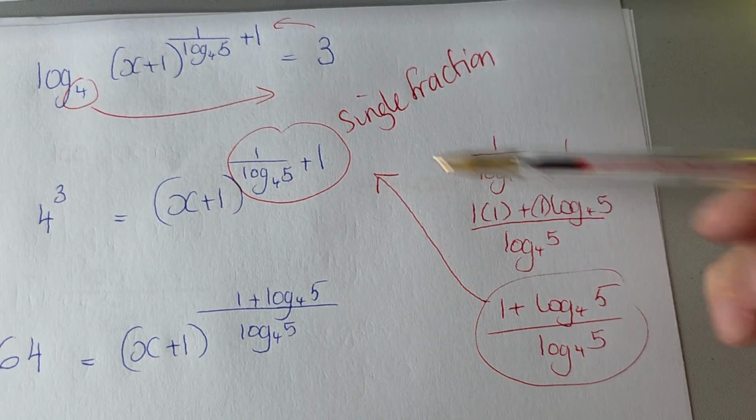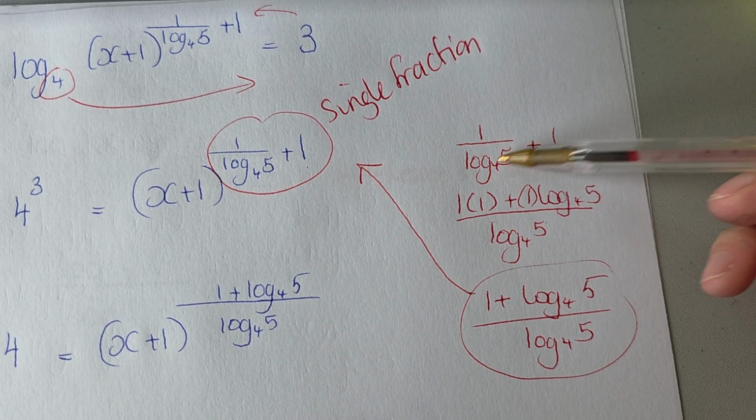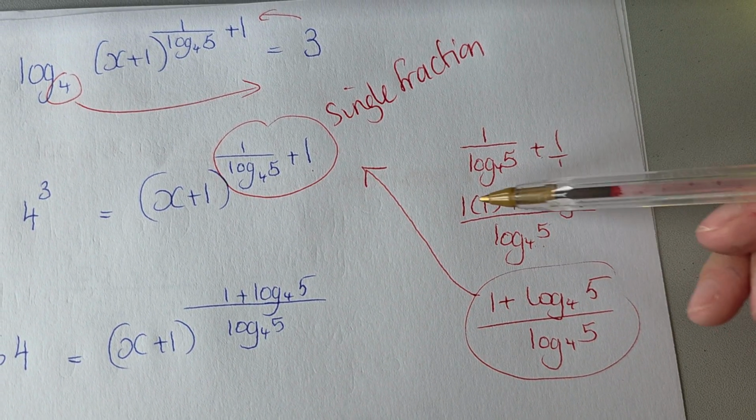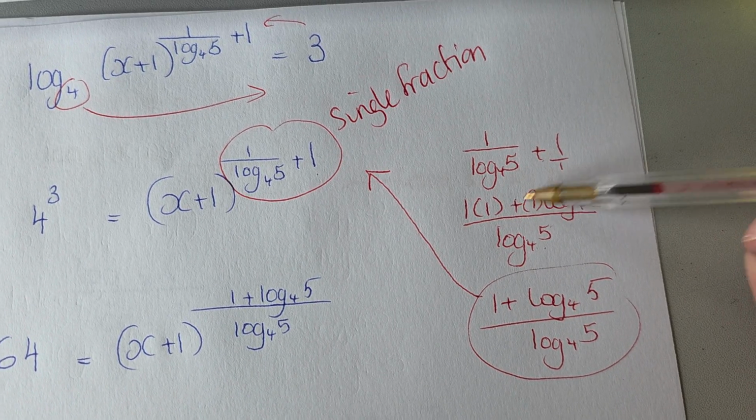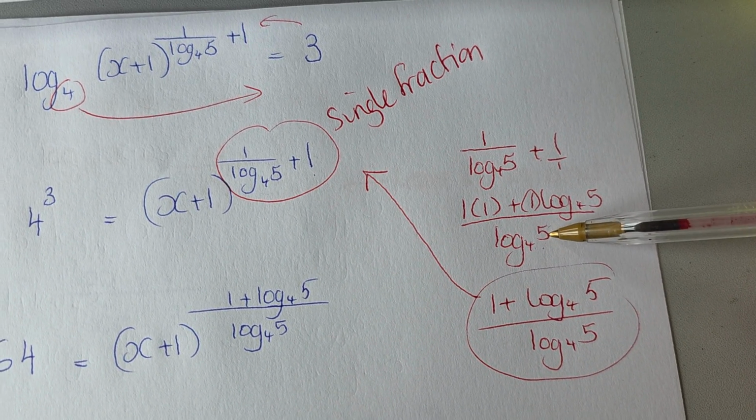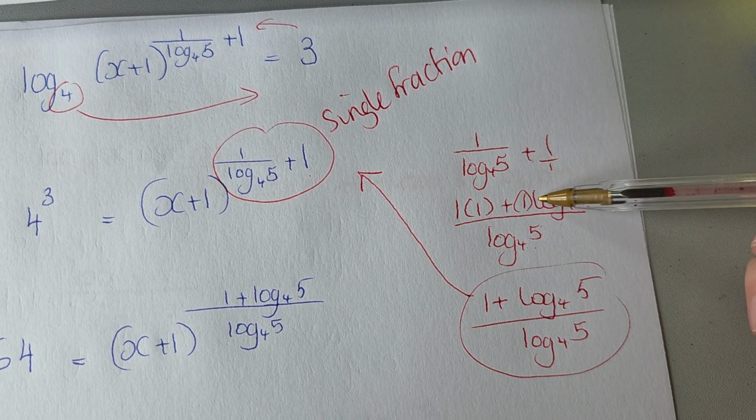So over here, I've written that as a single fraction. Common denominator is log 5 base 4. Log 5 base 4 into log 5 base 4 goes once, then it's 1 multiplied by what's on top, which is a 1. Bring down your sign, plus 1 divides into log 5 base 4, log 5 base 4 times, multiplied by what's on top, which is a 1.